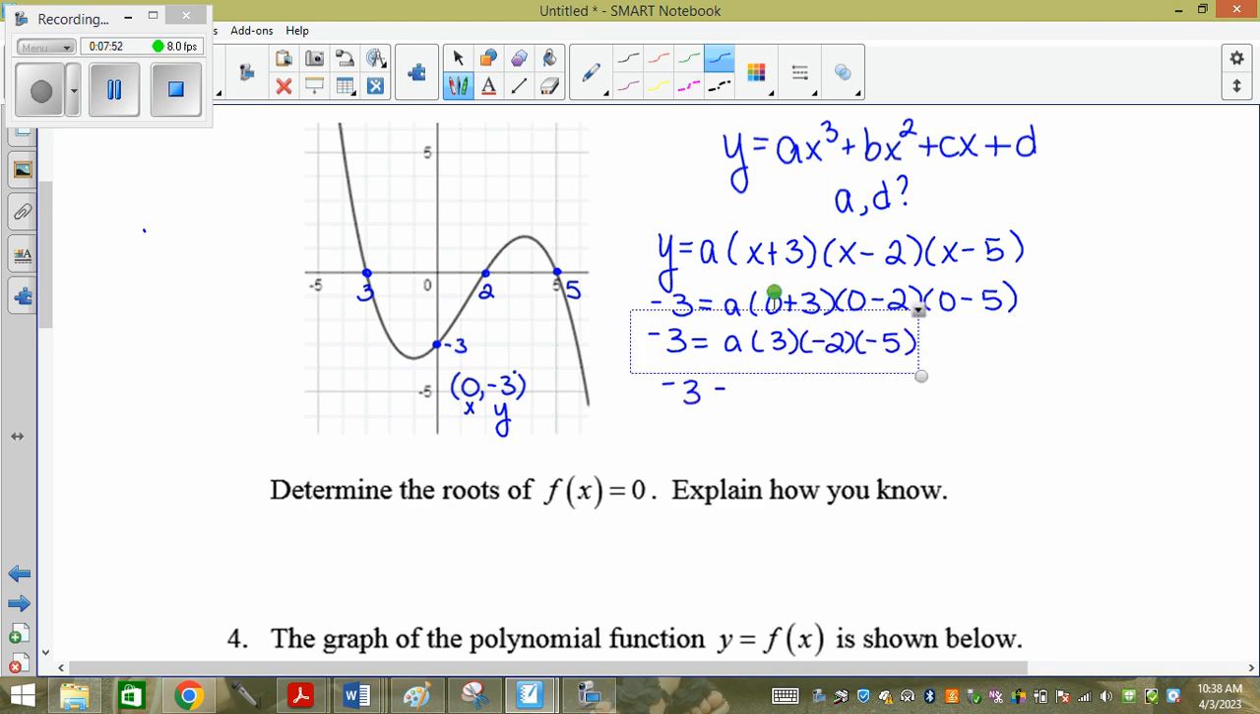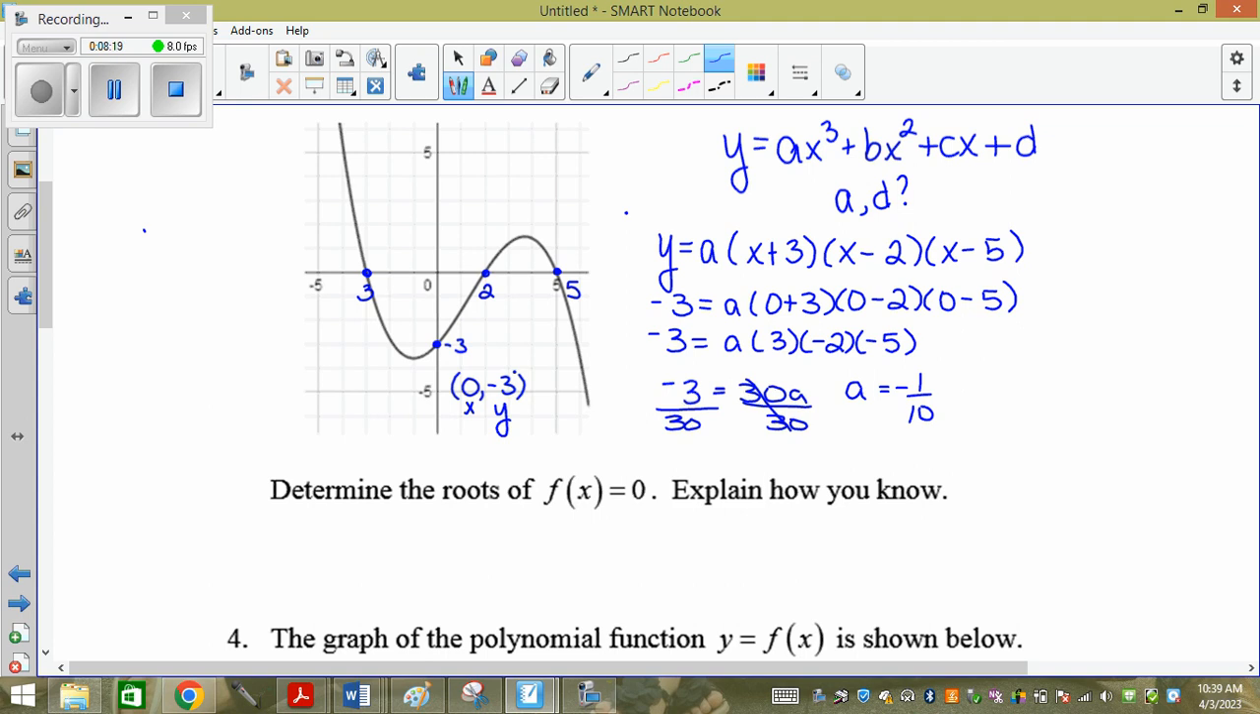So negative 3 equals a times 30, so dividing by 30, a equals negative 1 over 10. And then I'm not done, because that isn't the equation. That is my vertical stretch. It has to be a fraction. Yes. Because they'll often ask for it in fraction form, right?